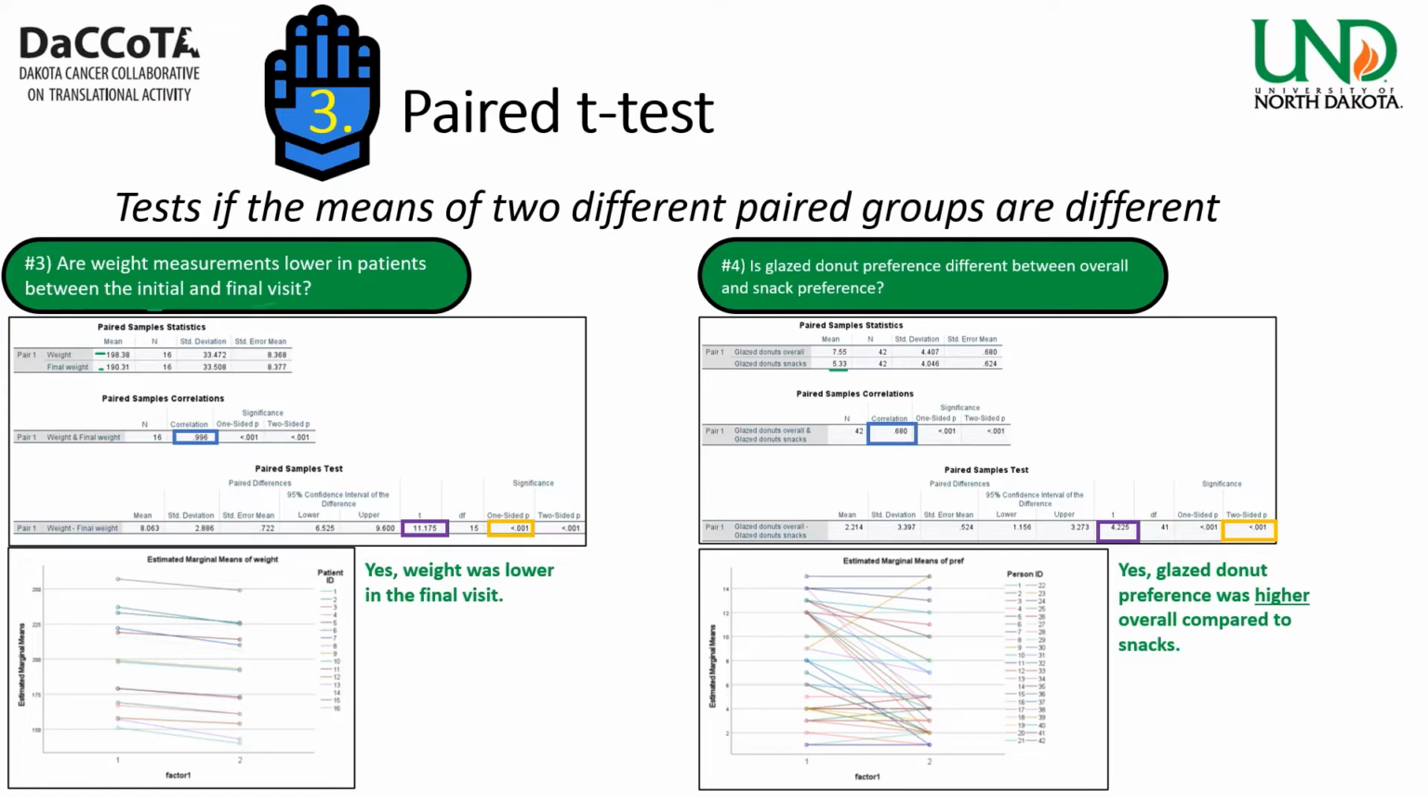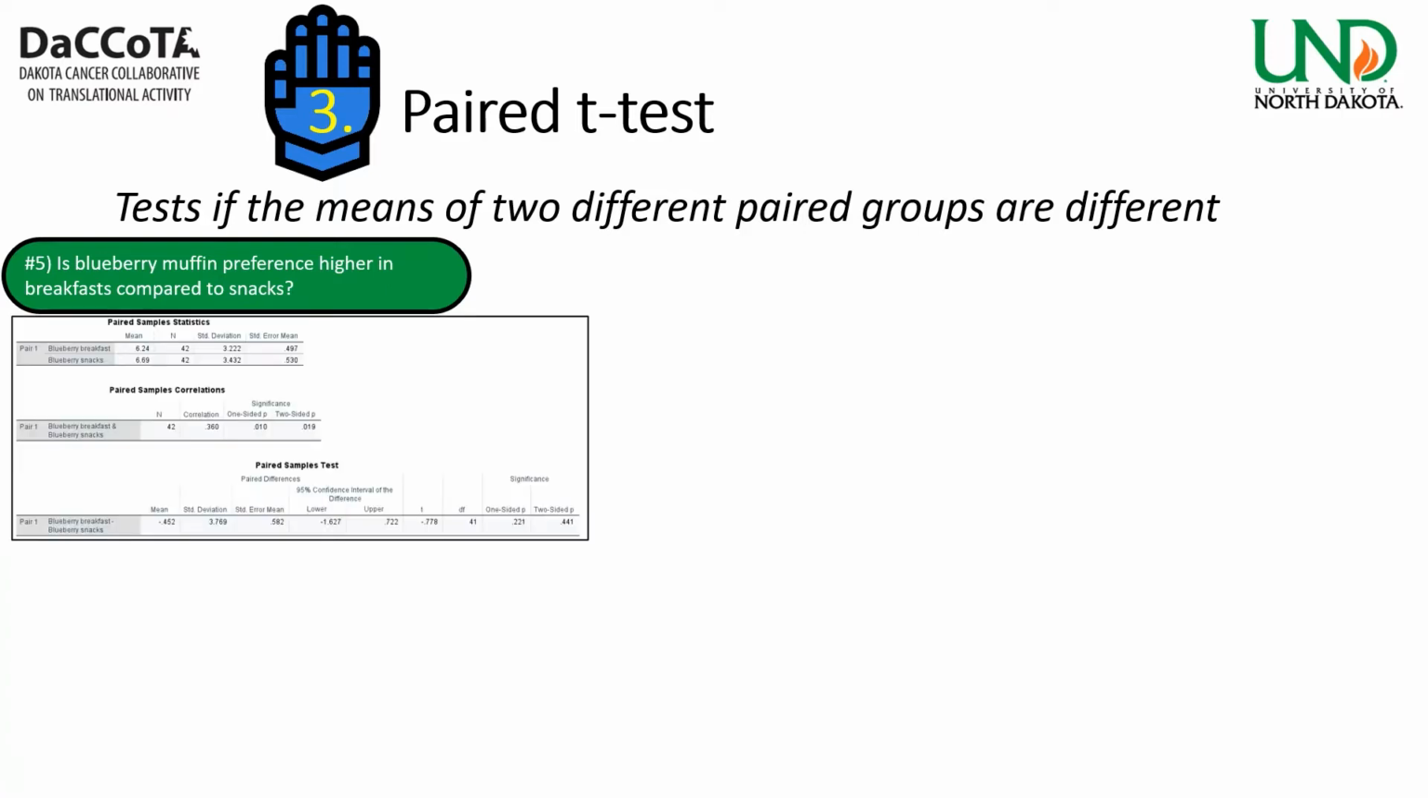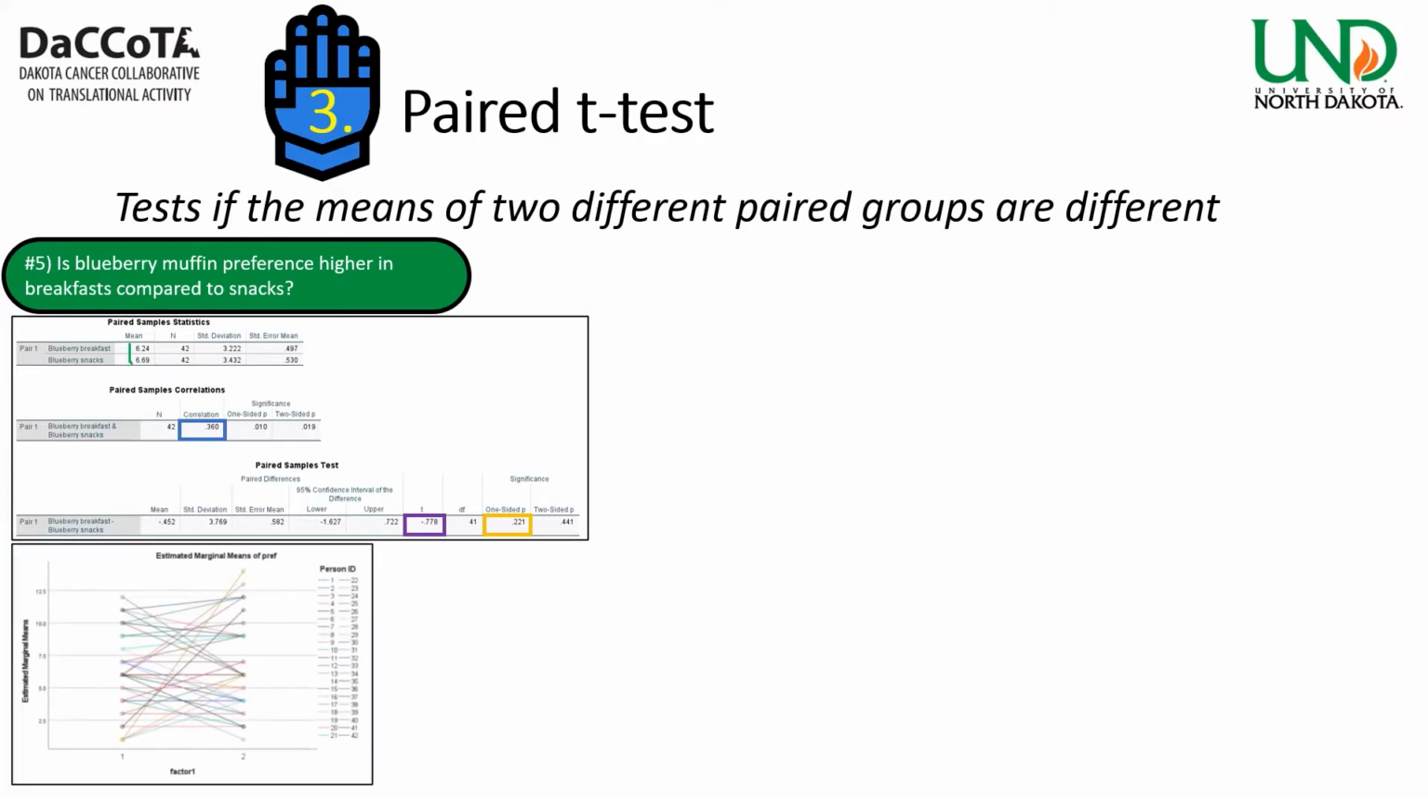Okay. Moving on here, we'll keep with the food. Is our blueberry preference higher in breakfast compared to snacks? So breakfast and snacks, it looks like there's very little difference. And again, very low correlation, low t-value, not significant p-value. There was no difference in preference between breakfast and snacks for blueberry muffins. They're liked about the same for those times of eating.